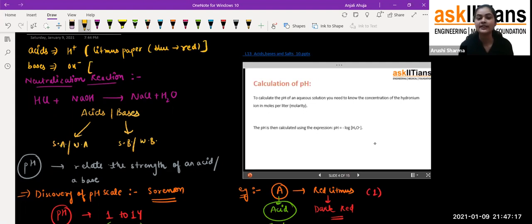And if we talk about the litmus paper for the base, what it will do is convert the red into blue. So that's how it works for the acid and base.